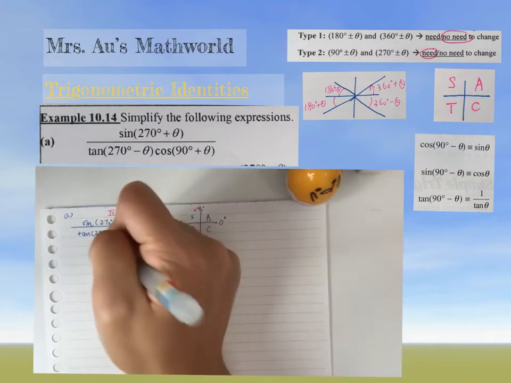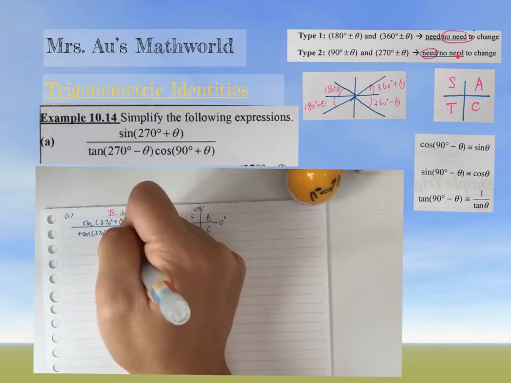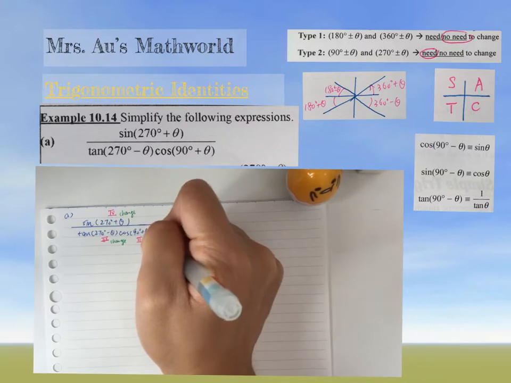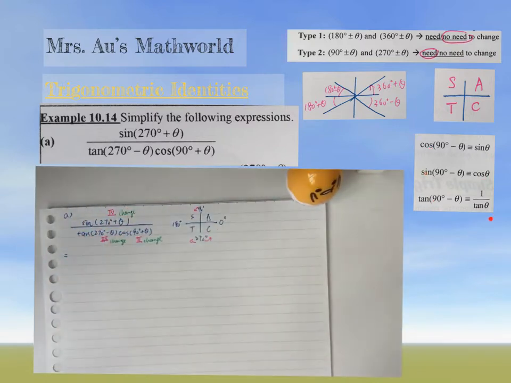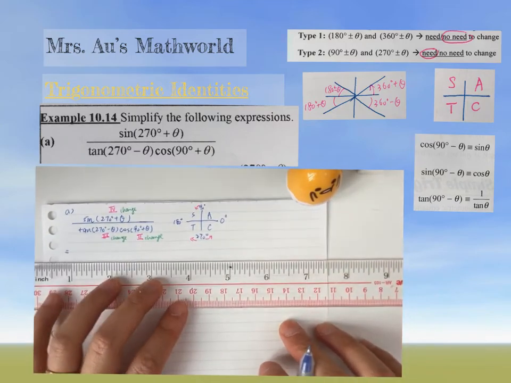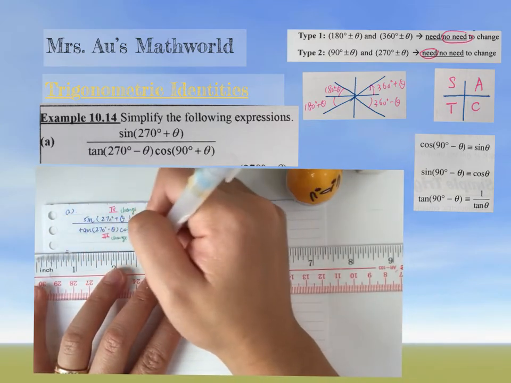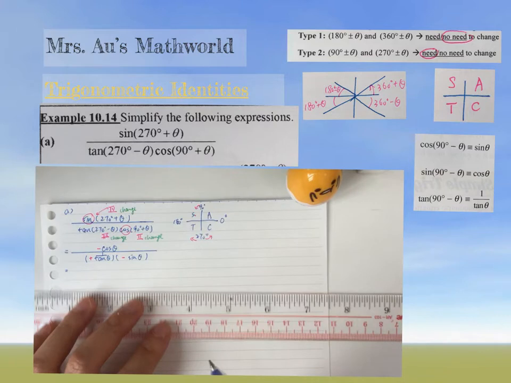And then, because all these are of type 2, we need to do the changes: cosine goes to sine, sine goes to cosine, and then tangent goes to 1 over tangent. Okay, so after we change all these, you can see that sine changed to cosine, cosine changed to sine, and tangent goes to 1 over tangent already.